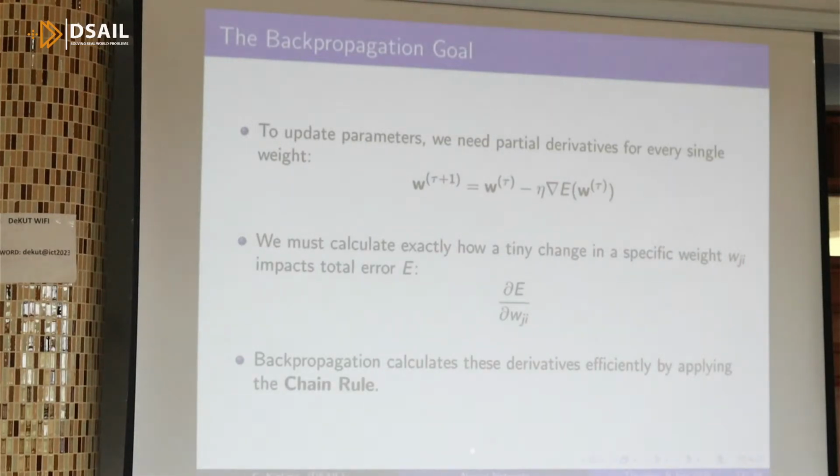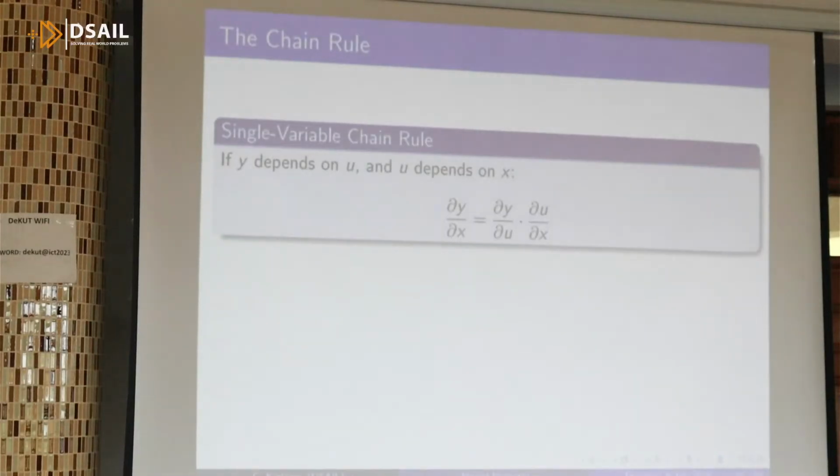Basically, backpropagation calculates these derivatives efficiently by applying the chain rule. Because we perform this derivative of the error surface with respect to the weight. But the weight is also in turn impacted by something else. The weight is a function of something else. All right. So in order for us to compute the impact of the weight on the error surface, we have to work with the chain rule. Let's see what the chain rule says.